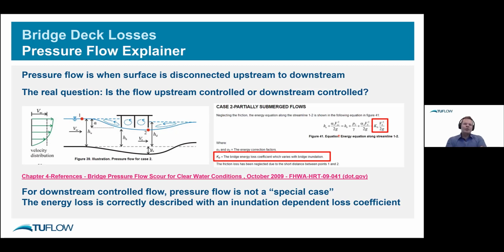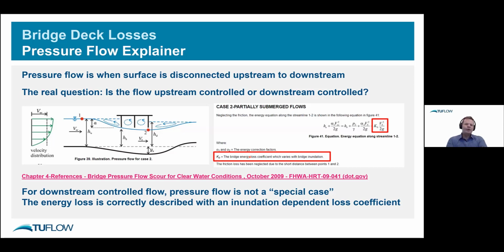If the flow is downstream controlled, which is what I'm showing here, this is out of Federal Highways guidance. This is for pressure flow case 2. This is a downstream controlled scenario. You can see here in the equations, they have a loss coefficient times an energy head. And they particularly explain that the loss coefficient KB is an energy loss coefficient which varies with bridge inundation. That's exactly what I've just described to you and what we've implemented.